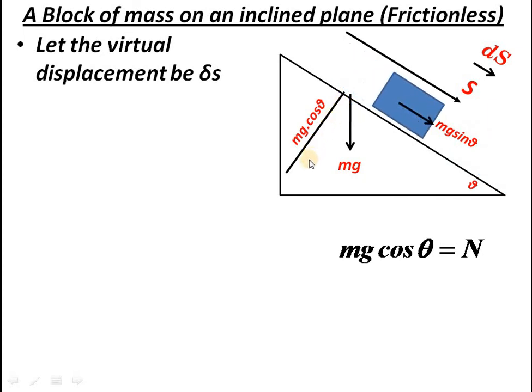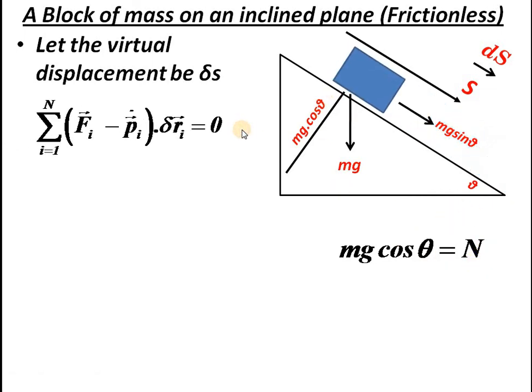Of course, this will have one horizontal component and one vertical component. The horizontal component is mg sin theta and the vertical component is mg cos theta. And mg cos theta will constitute the normal reaction.